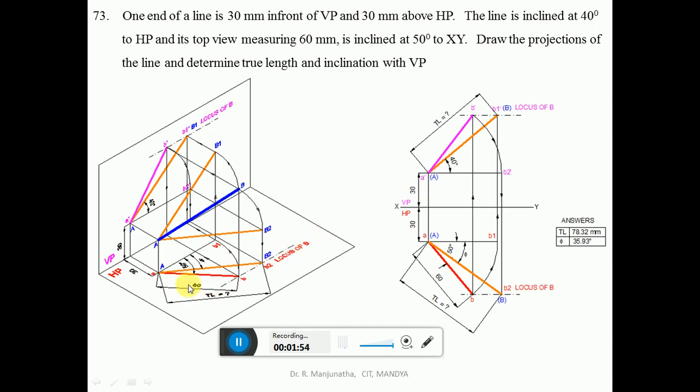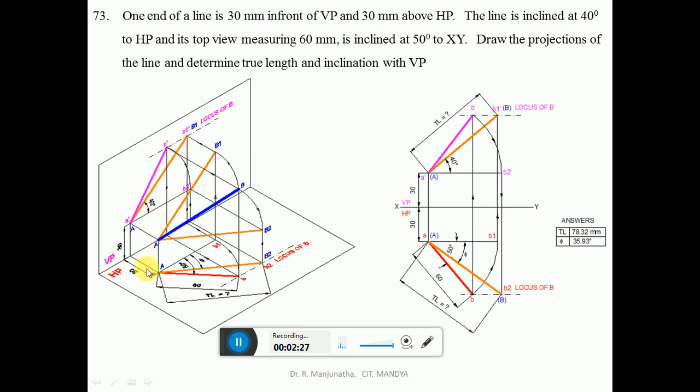Now, in the front view he has given the true inclination. But now what we need to find out is the locus of B in the front view. So since it is the true inclination with respect to HP, which is seen in the vertical plane, that means the true length can be seen in the vertical plane now. So if you want the true length in the vertical plane, naturally the line has to be parallel to VP.